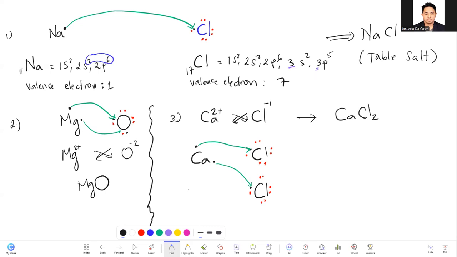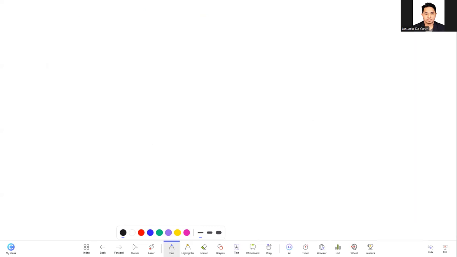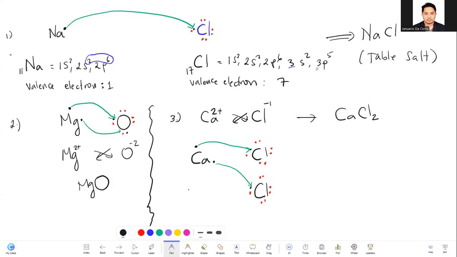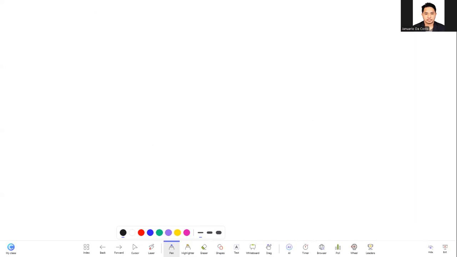Okay, now exercise. How do you bond? Number 4. How do you bond the aluminum atom and oxygen atom?